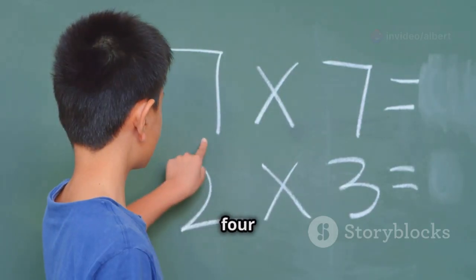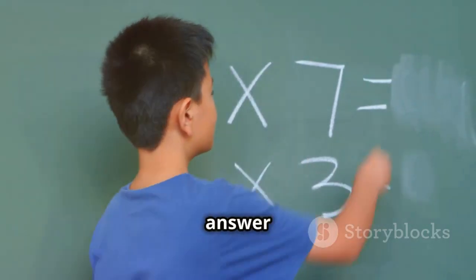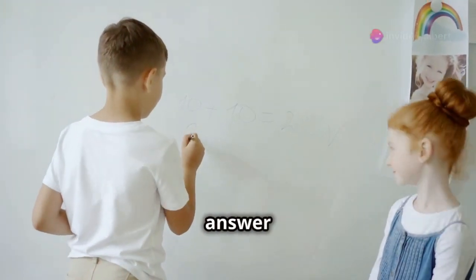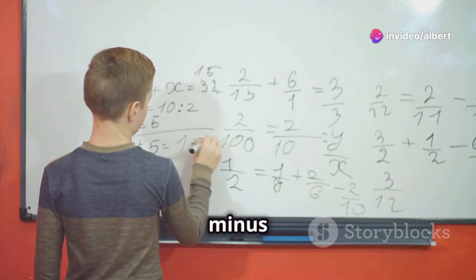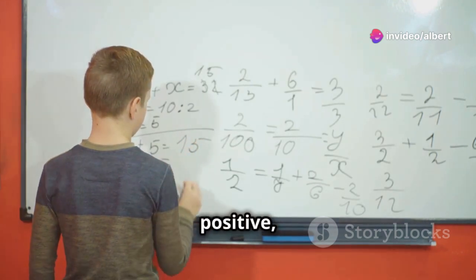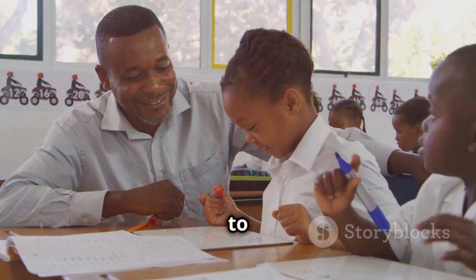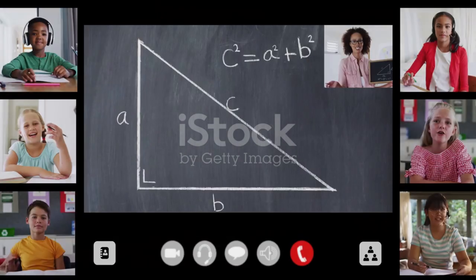For example, 3 times 4 equals 12. Both positive, answer is positive. And -2 times -5 equals 10. Both negative, answer is positive. But 6 divided by -2 equals -3. 1 positive, 1 negative, answer is negative. Ready to crack the code? What's the answer to -10 divided by -2?